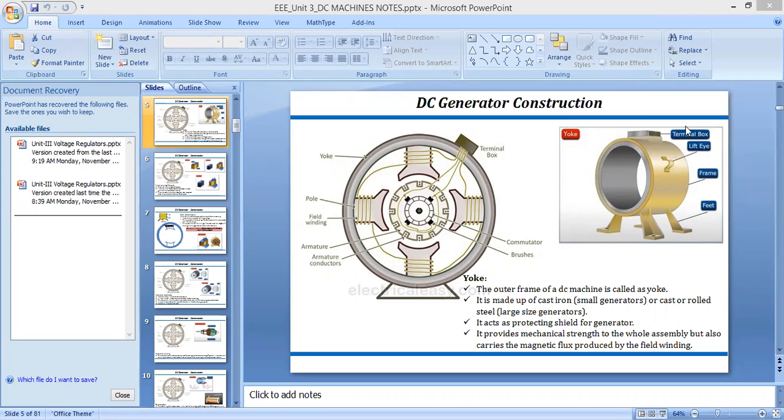Okay. So this is the constructions diagram for the DC motor and DC generator. The outer covering we are calling as the yoke.